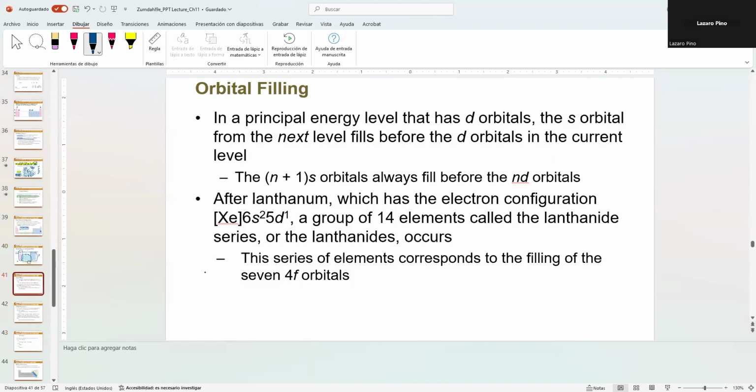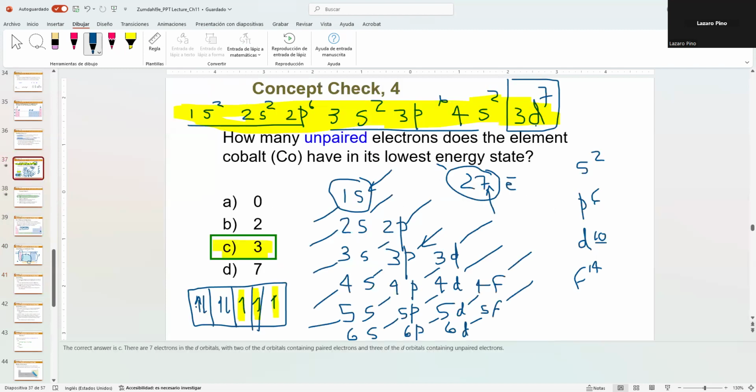Remember that in a principal energy level that has d orbitals, the s orbital from the next level fills before the d orbitals in the current level. That's why I show you here in this representation that I fill first the s electrons in level 4 before the 3d electrons.